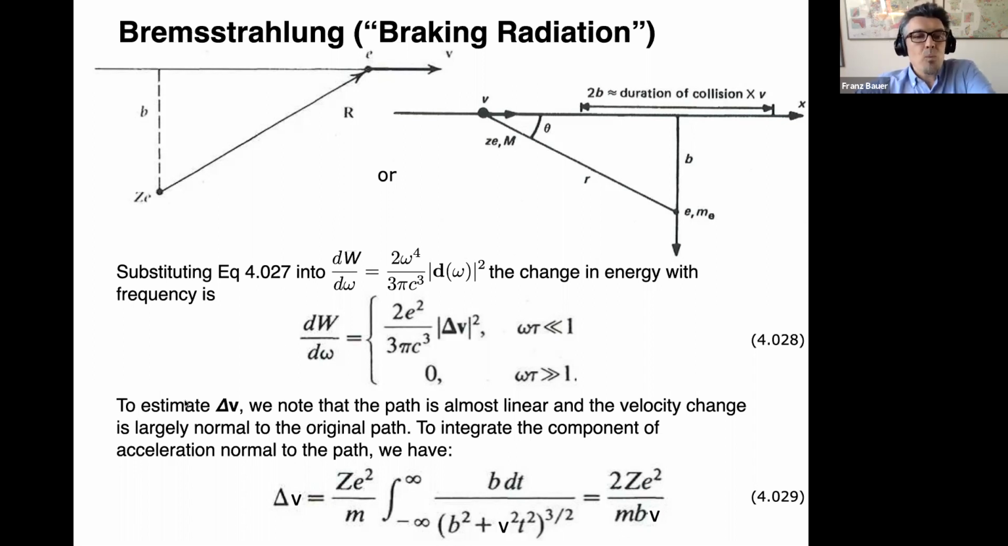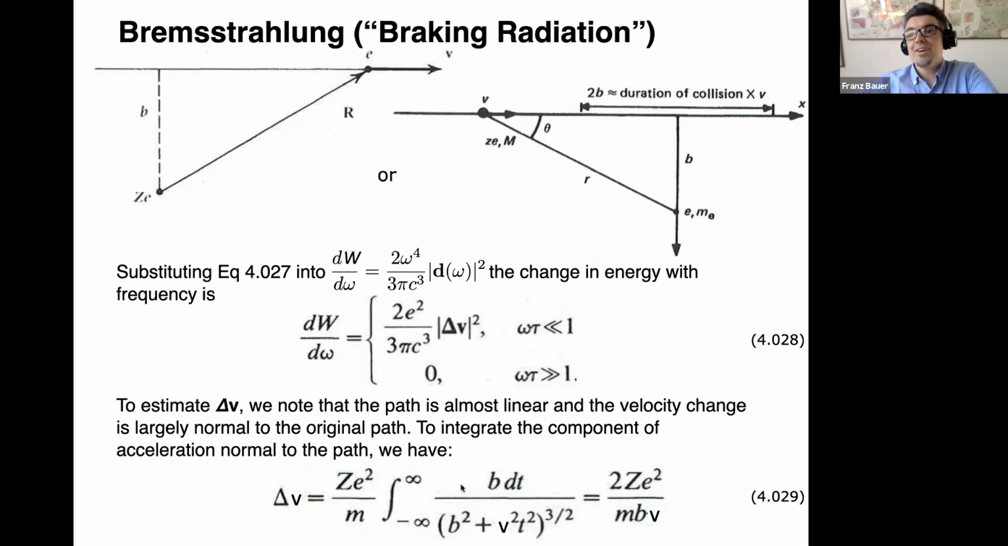So we can estimate what this is. We recall that the path is basically linear, and that the velocity change is mostly normal to the original path, right? So it's in this direction. These cancel out, and so this is where we will get most of the energy, in this direction. And so we can integrate the acceleration normal to the path, and we end up getting an acceleration and change in the velocity, which looks like this thing.